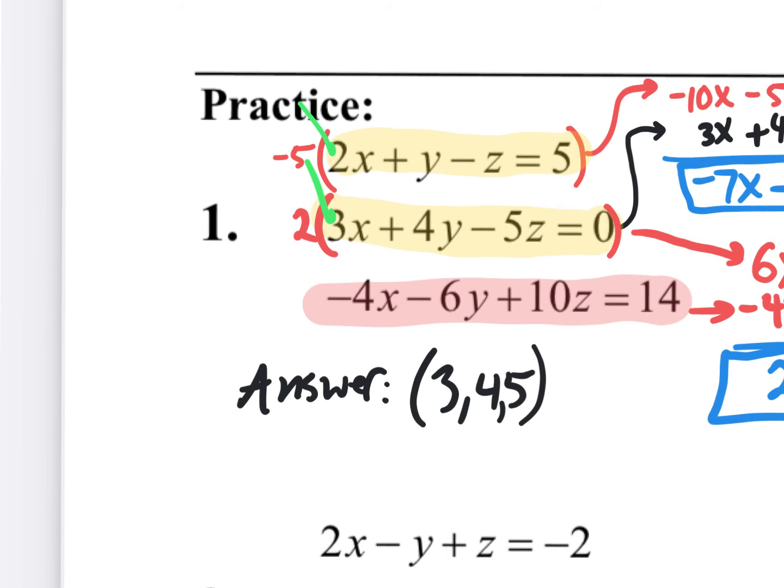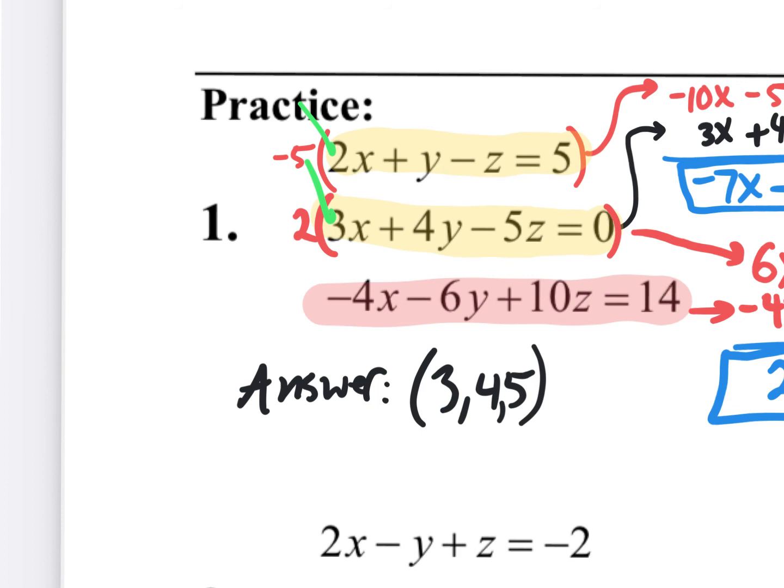Let's go for the third one. Plug in a 3 right there. 4 times 3 is 12, but it's negative. 6 times 4 is 24. So you have negative 12 minus 24. That's negative 36, right? Negative 36 plus 10 times z, that's 50. 10 times 5 is 50. Negative 36 plus 50 is 14. Again, I don't recommend doing it in your head.